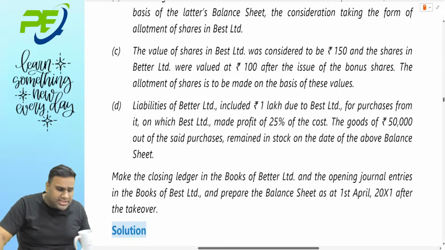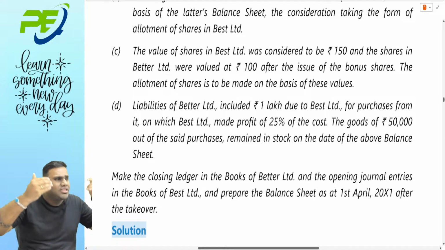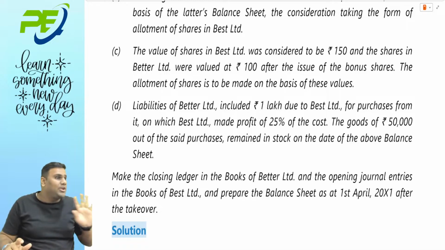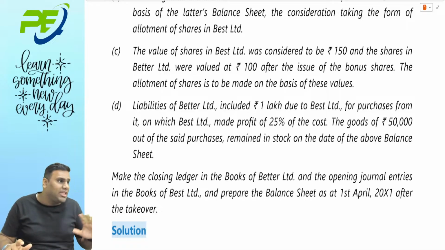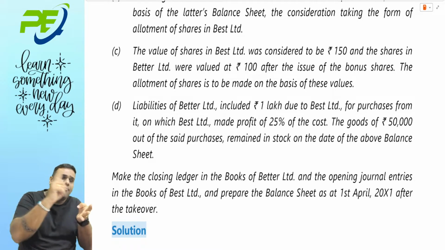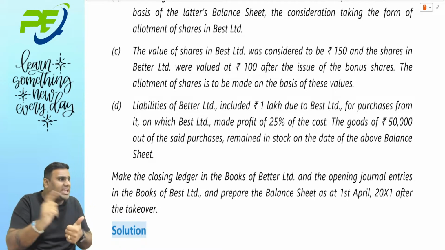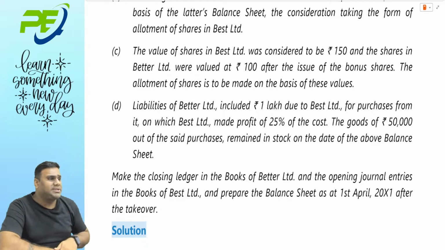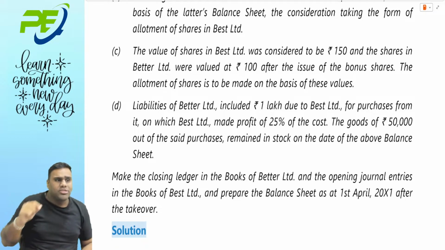Make the closing ledgers in the books of Better Limited. Better Limited is the selling company. So they are telling us, for the selling company, closing ledgers. Ledgers, you should not prepare journals. Realization account, share capital, preference share capital, equity shareholders, preference shareholders, cash. All these ledgers we have to prepare. And opening journal entries in the books of Best Limited.